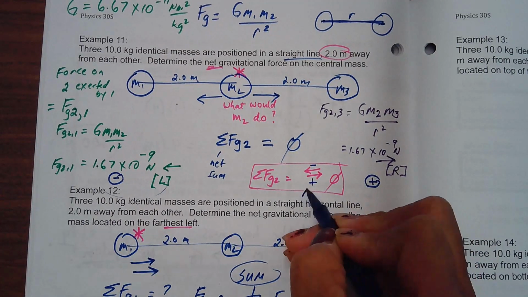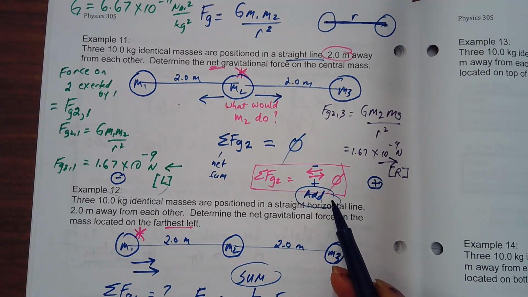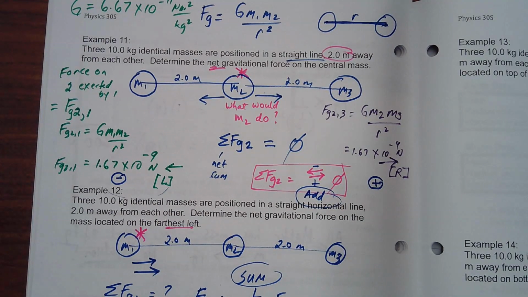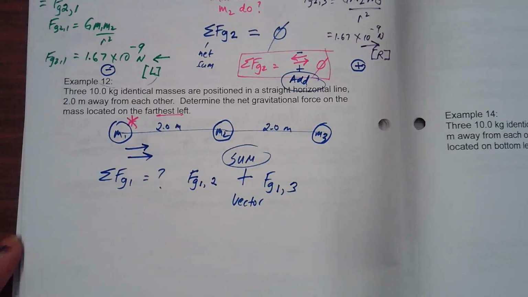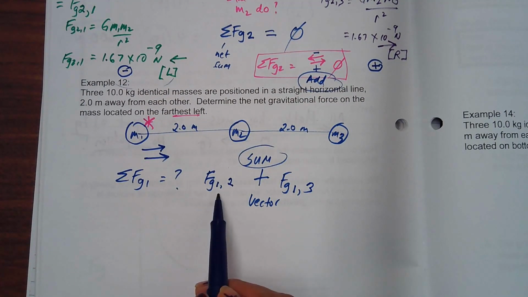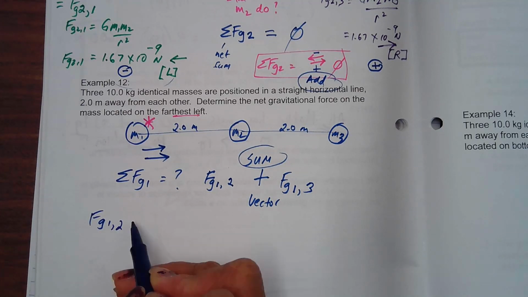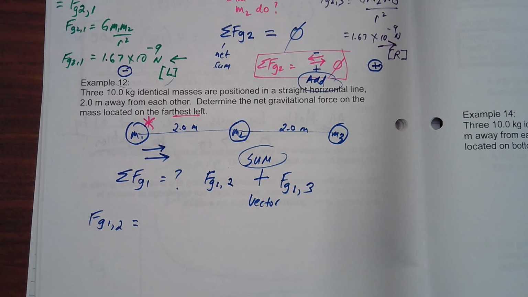It's still added together. So when I say add the two forces, vectorially adding it, meaning it depends on the direction. If they're opposite, you actually say subtract, but we call it sum. Okay? All right, so you have to find this force first. So the force on 1 exerted by 2. We already know that from example 11, don't we?